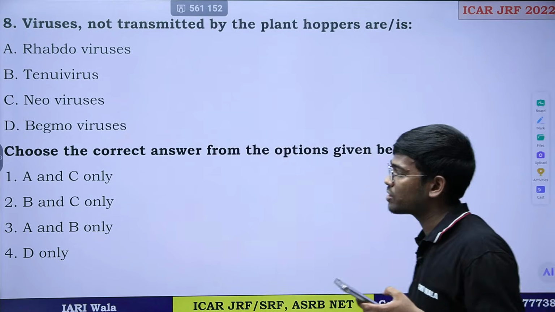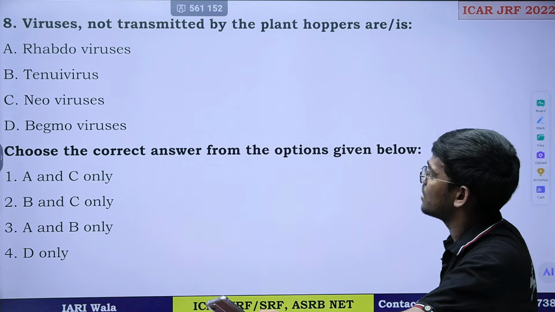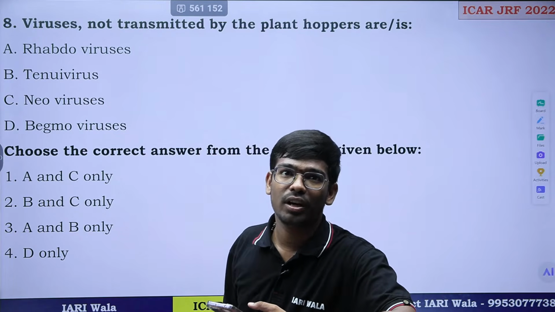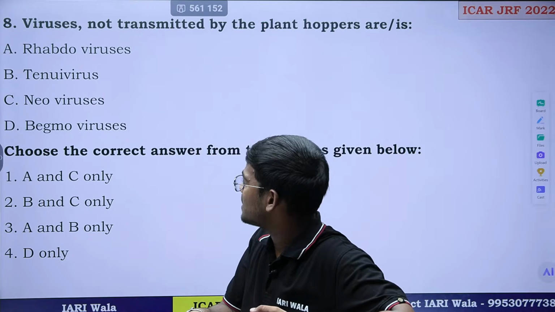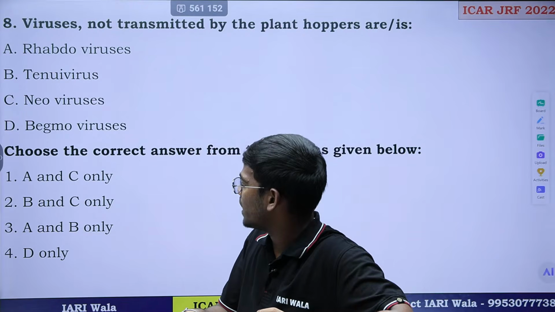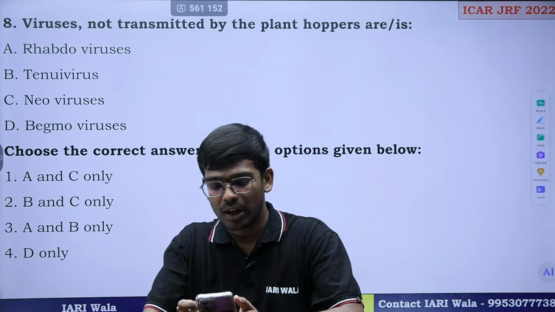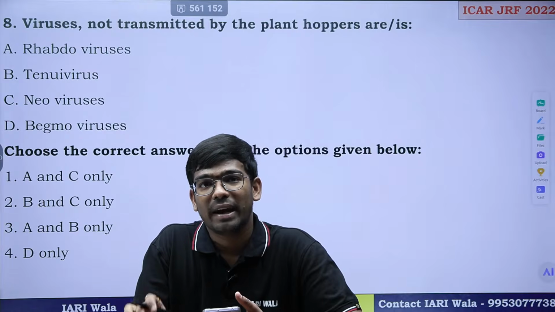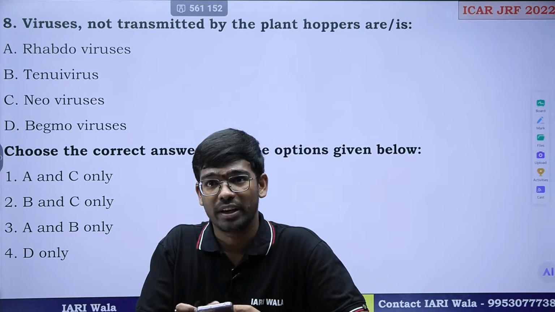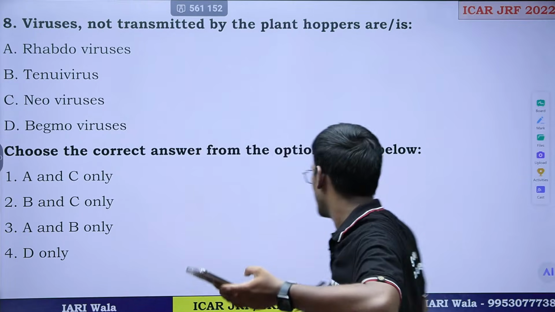So while coming to the next question: viruses not transmitted by plant hoppers are. They are giving 4 options. The first one is rhabdovirus, the second one is tenuivirus, the third one is nanovirus, and the D option is begomovirus. In this set of options, we need to select one option. So you need to know some important prior information for this. Mainly begomoviruses are transmitted by the whitefly. So many students were responding it's D or 4. Yes, the option is D, but before that I am explaining something.